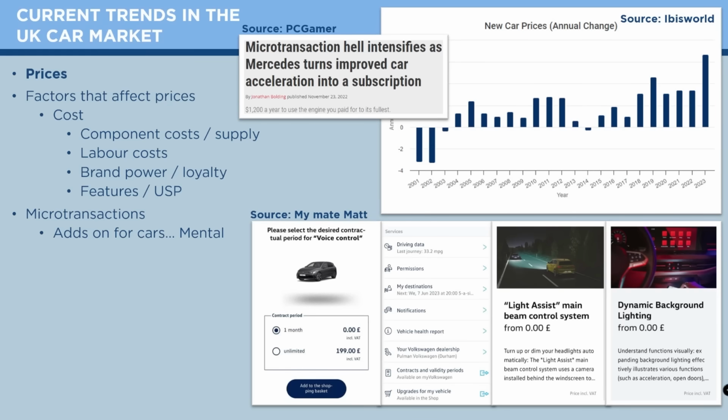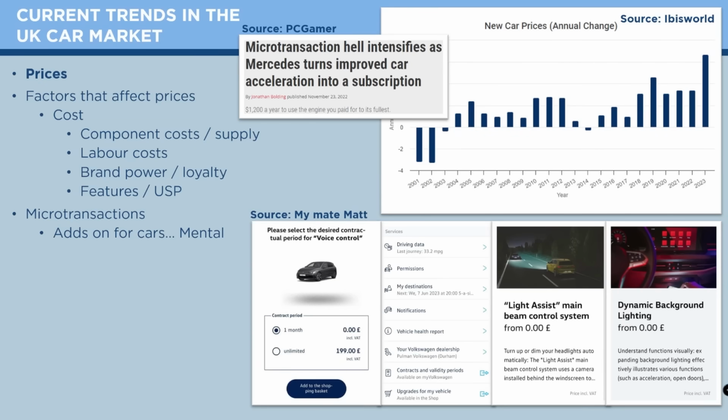So I guess this is now, I mean, there's no other way to say this other than it's businesses' desires to just bleed more money out of people. So that article up there, microtransaction hell intensifies as Mercedes turn improved car acceleration into a subscription where you'd pay that per year. That's from PC Gamer.